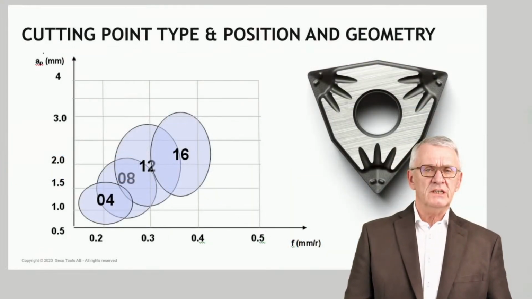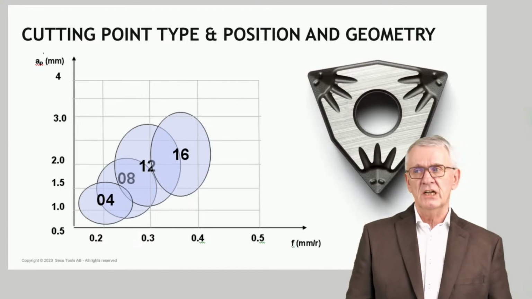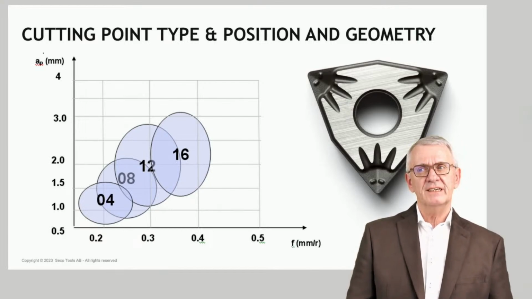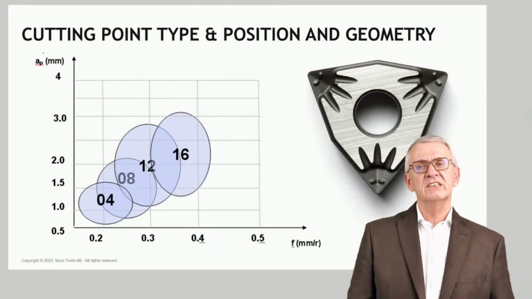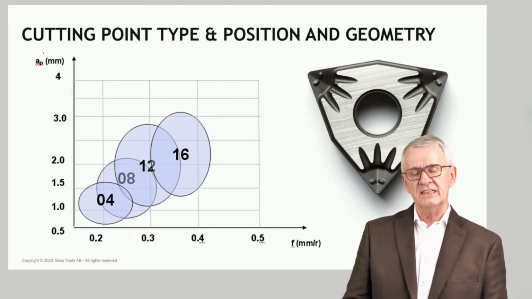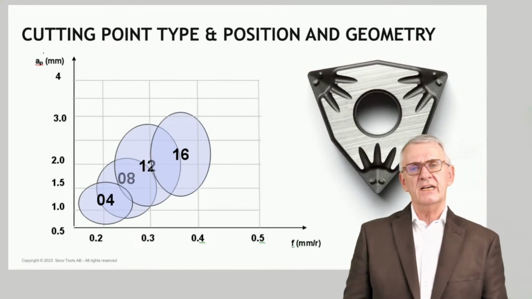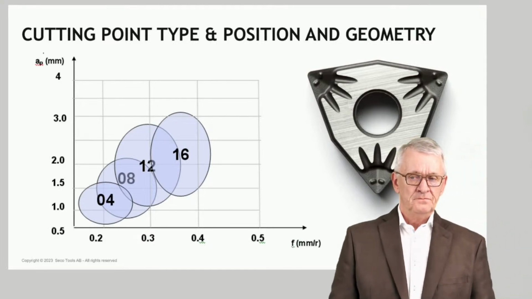Point geometries: how is the point looking? Is it a radius? Is it a chamfer? Is it a combination of things? And how big is it? That influences the strength of the point, and influencing the strength of the point gives you the ability to use higher cutting conditions, because higher strength means that you can go higher in feed and depth of cut.